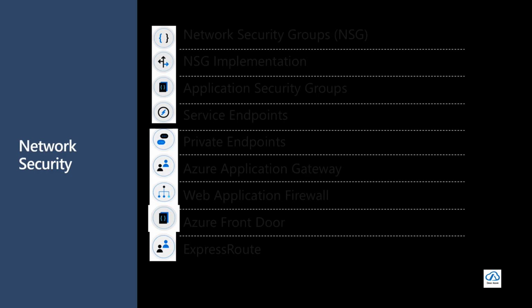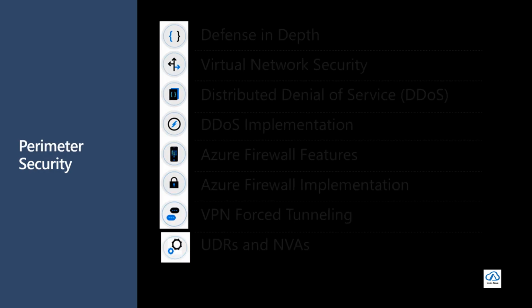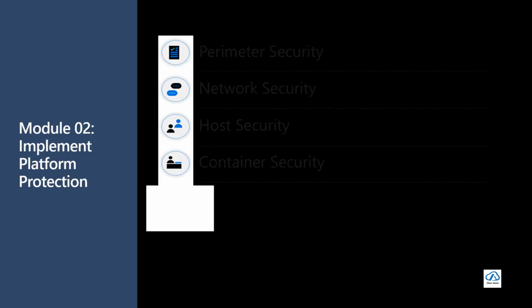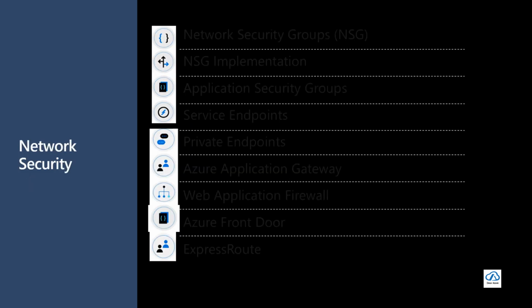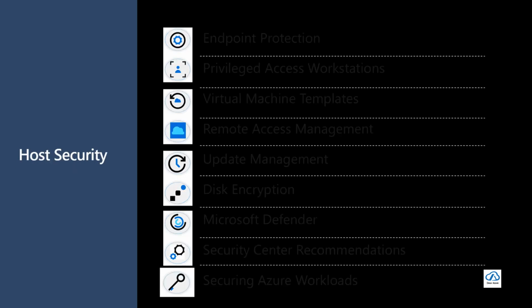Okay, so as I said, I will be dividing the platform protection into four parts, which is basically perimeter, network, host, and container security. So next, I'm going to talk a little bit on the host security and try and talk about what are the different details which are involved here.